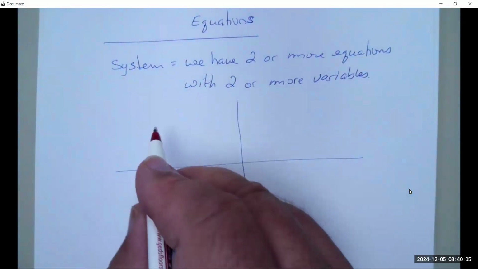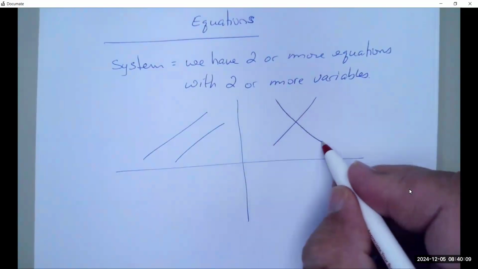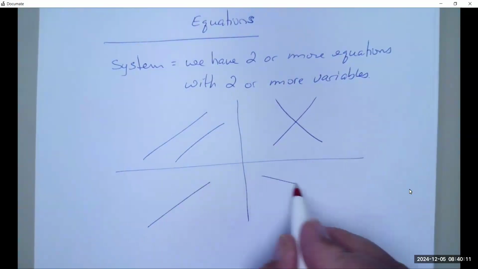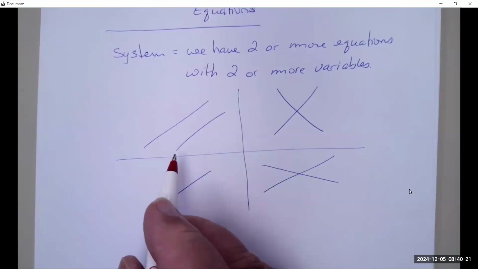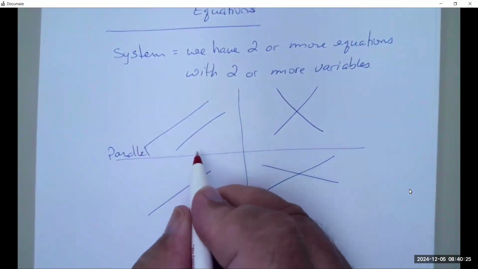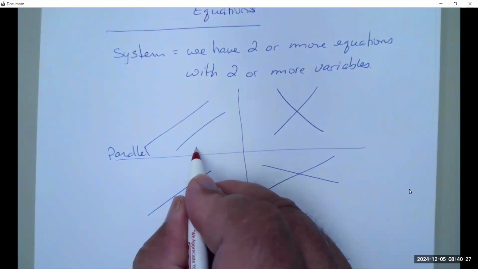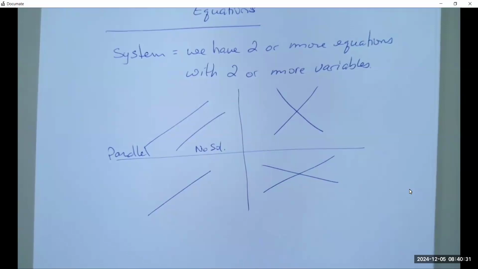As we talked about some time ago, we have four possibilities. Remember chapter 2? What are these lines called? They're called parallel. How many solutions? No solutions. They don't cross, right?